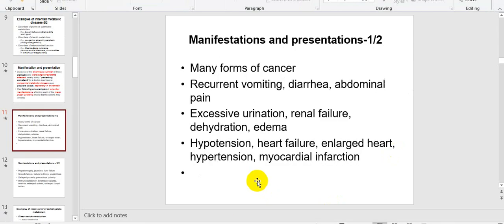Hypotension is low blood pressure, that is, blood pressure with the systolic less than 140 and the diastolic less than 90 millimeters of mercury. Heart failure, enlarged heart is cardiomegaly. Hypertension is somebody who has high blood pressure. Then myocardial infarction, this is heart attack. So these are what people with inborn errors of metabolism encounter.